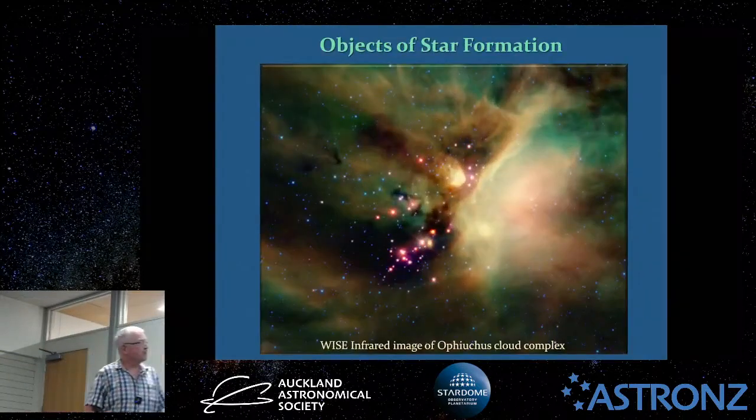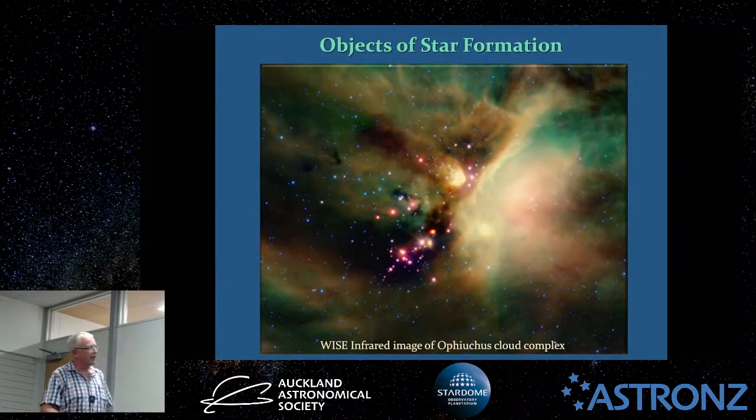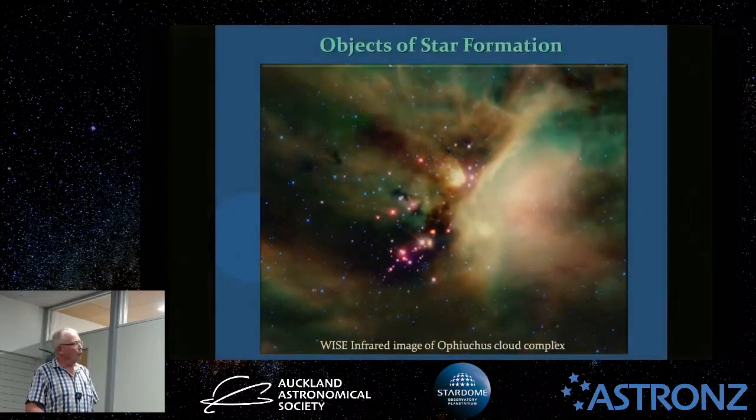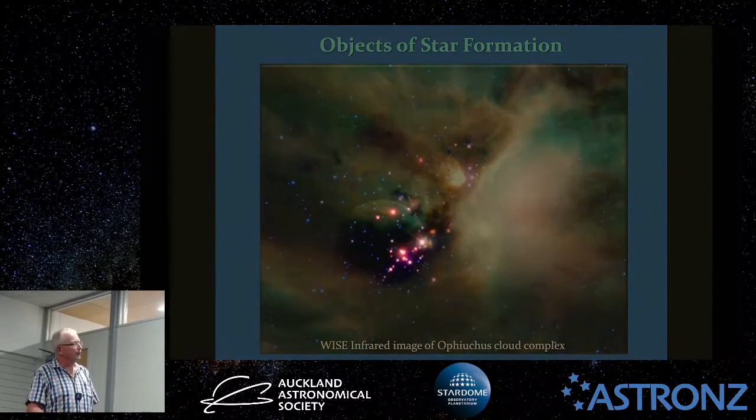So how about these objects? This is an interesting little picture. This is a region of star formation here. And all these little pink orbs or blobs through the middle, all of those are infant stars that you wouldn't normally see.